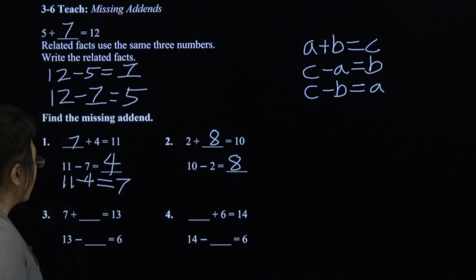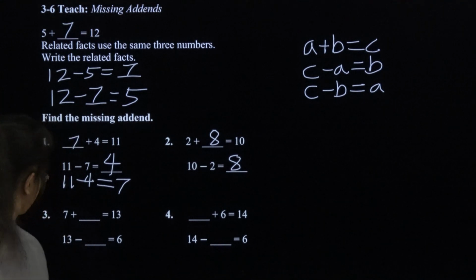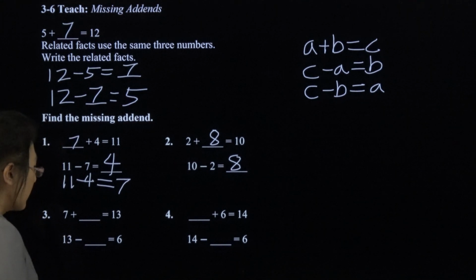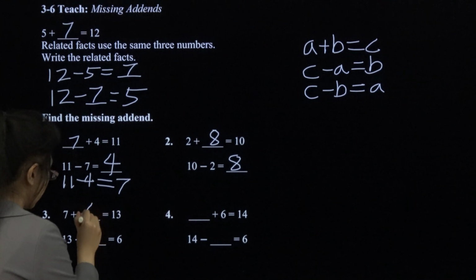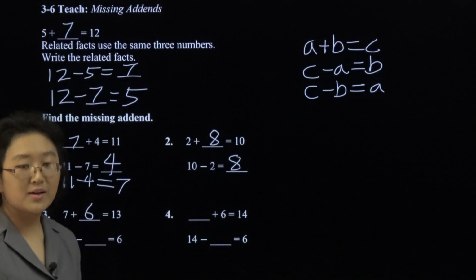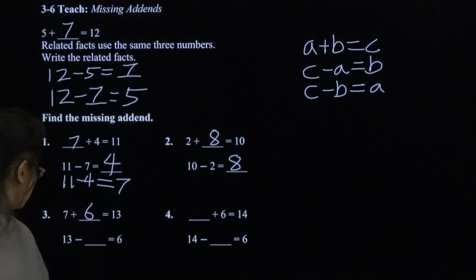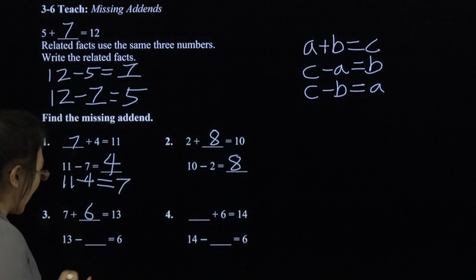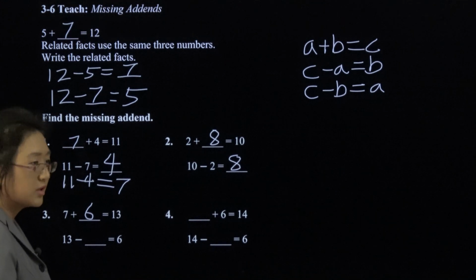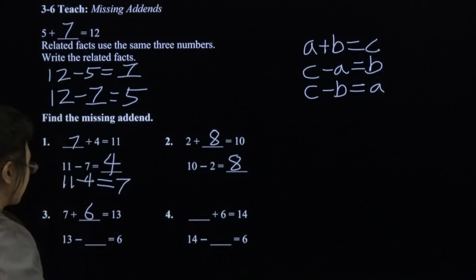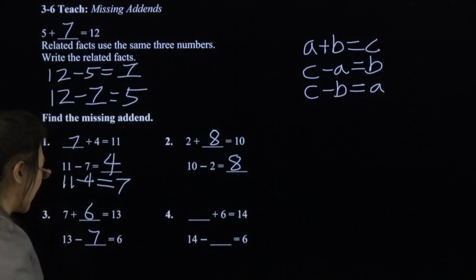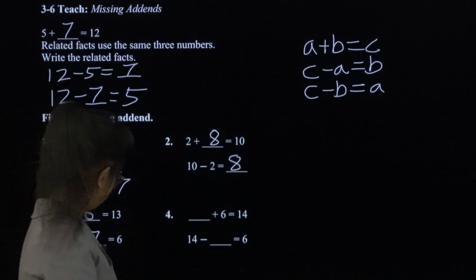So if you remembered your single-digit addition, you would remember that 7 plus something equals 13, and that something is equal to 6. 7 plus 6 equals 13. So what's 13 minus blah equals 6? What's that blah? Well, from our related facts, it would be 13 minus 7 equals 6.